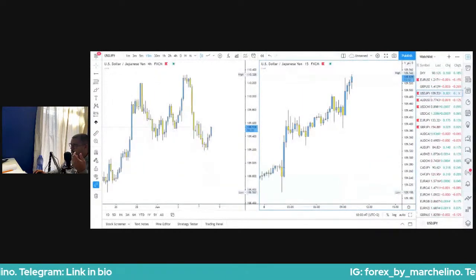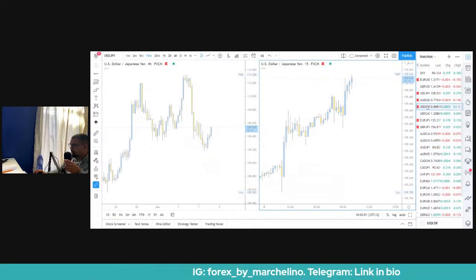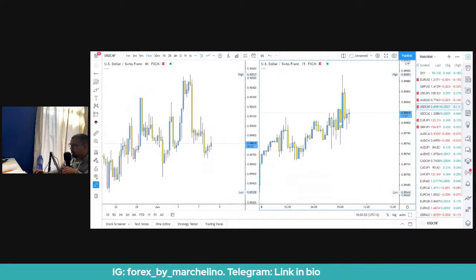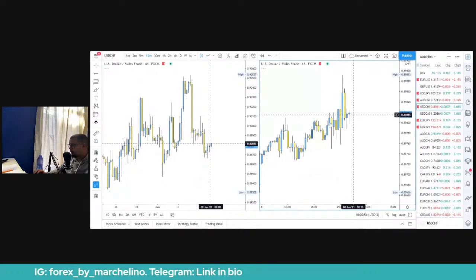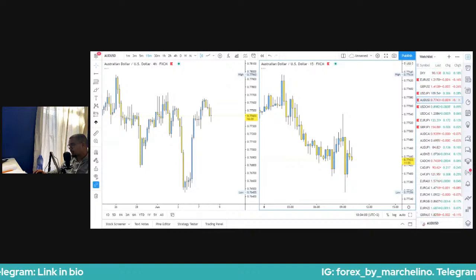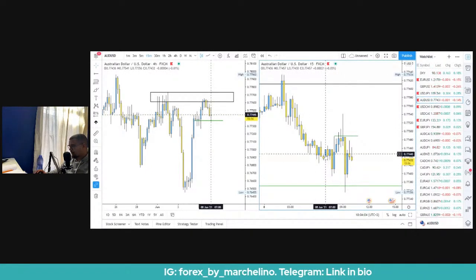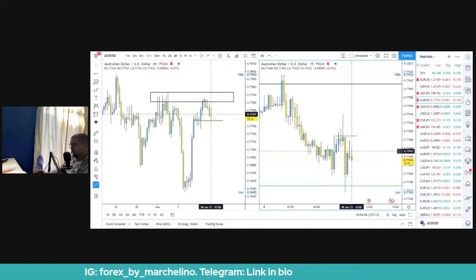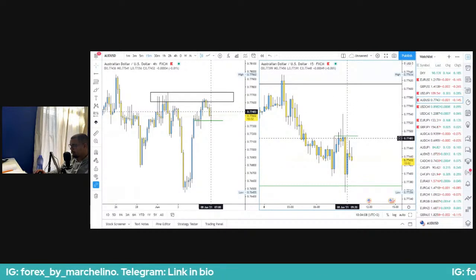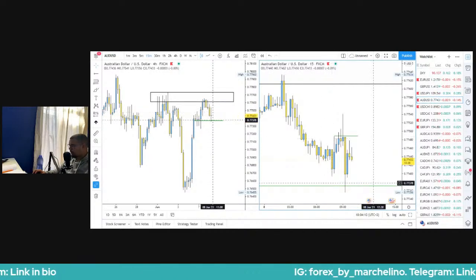Look at this, USD JPY is going higher. USD CHF right now, I need momentum on USD CHF. Same with AUD USD. I need some momentum, man. Give me momentum, please. Just show me a decent body close, and then we'll be good.